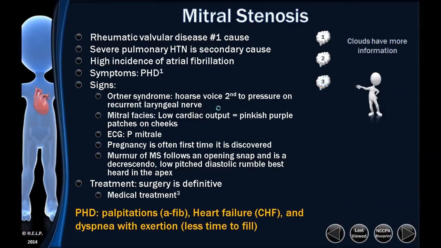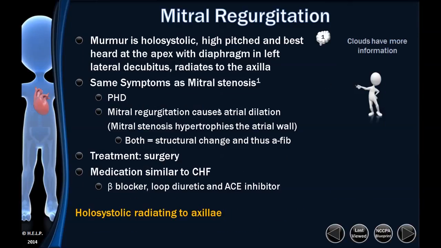Mitral regurgitation has the same symptoms, palpitations, heart failure, and dyspnea like mitral stenosis does. The difference is it's a holosystolic, high-pitched murmur, best heard at the apex. And you hear it best when they're in the left lateral decubitus position. This murmur actually radiates up to the axilla, where aortic stenosis radiates up to the carotids.